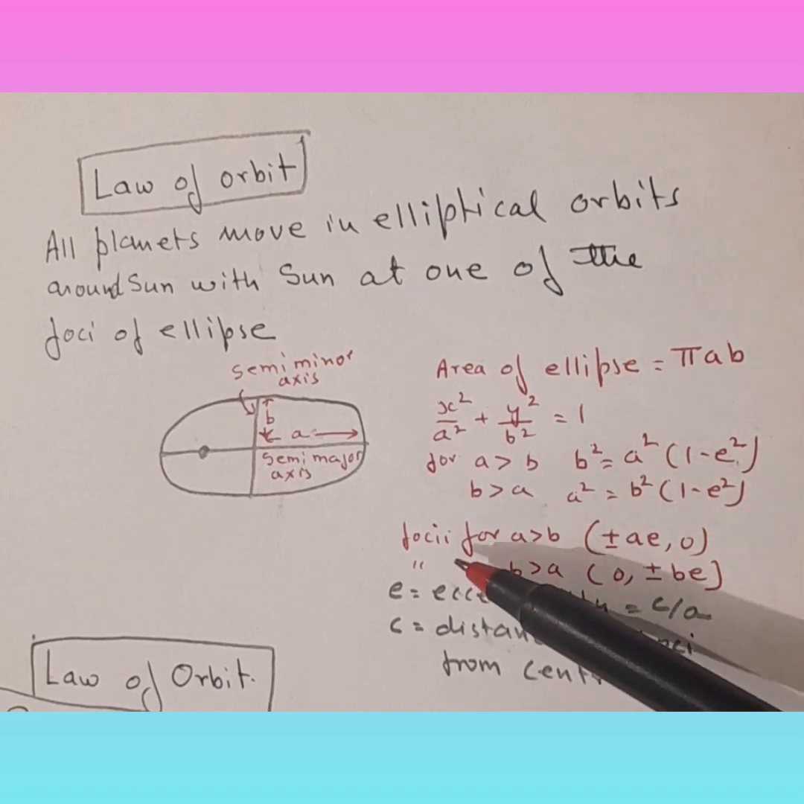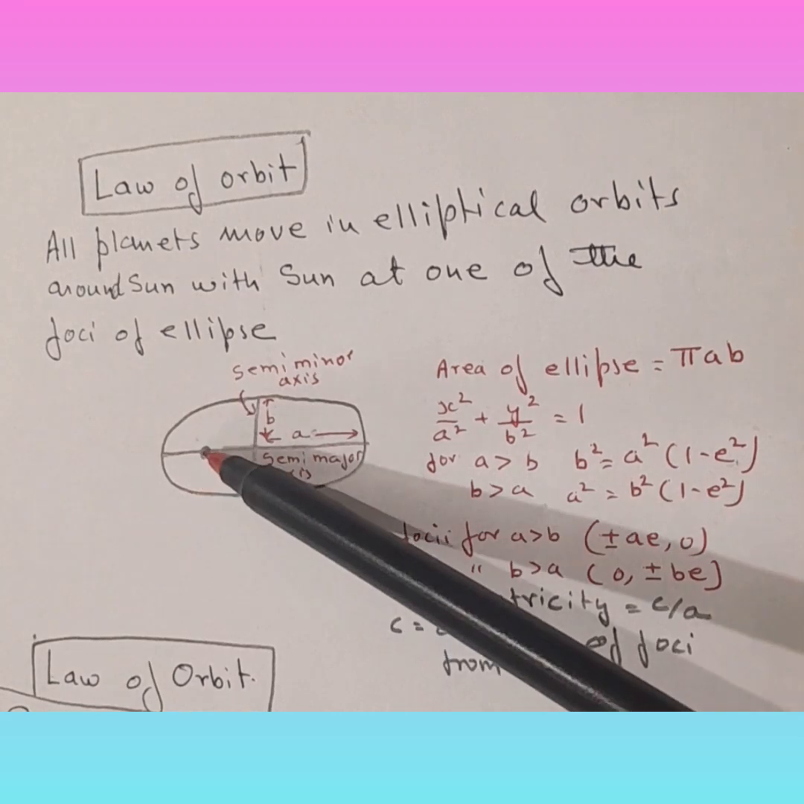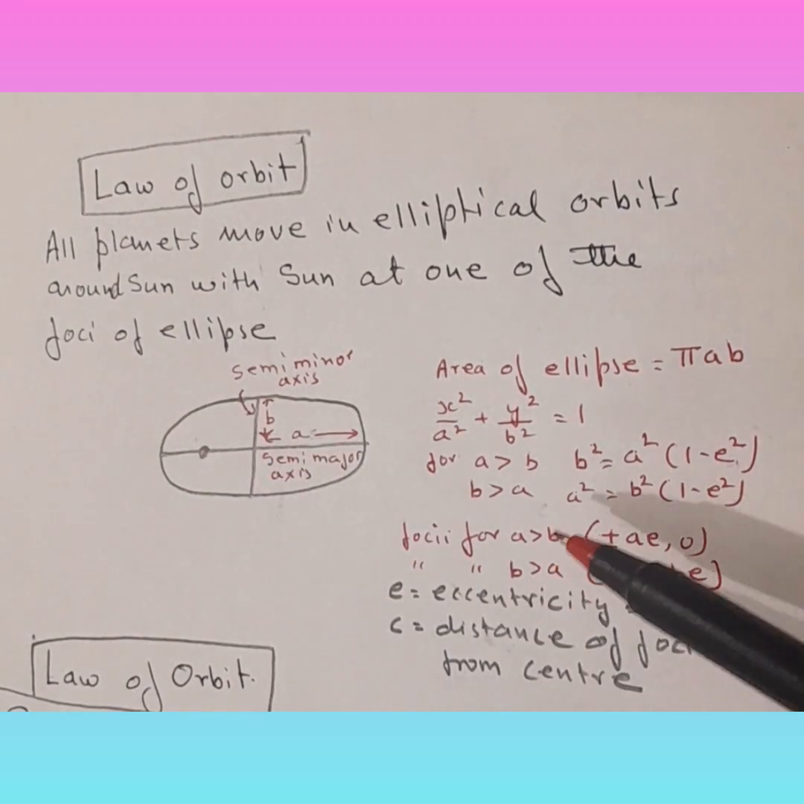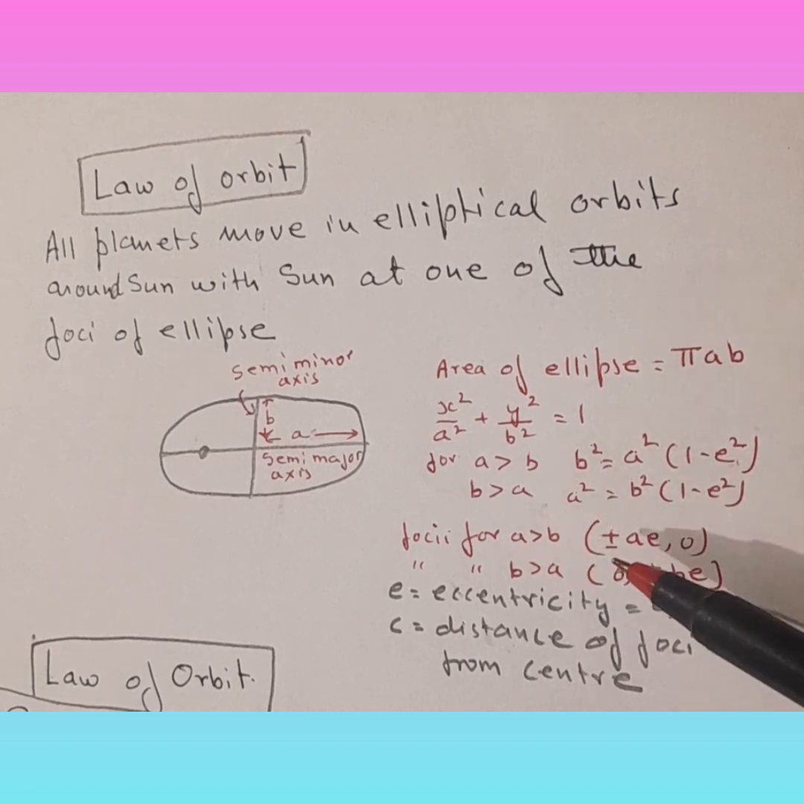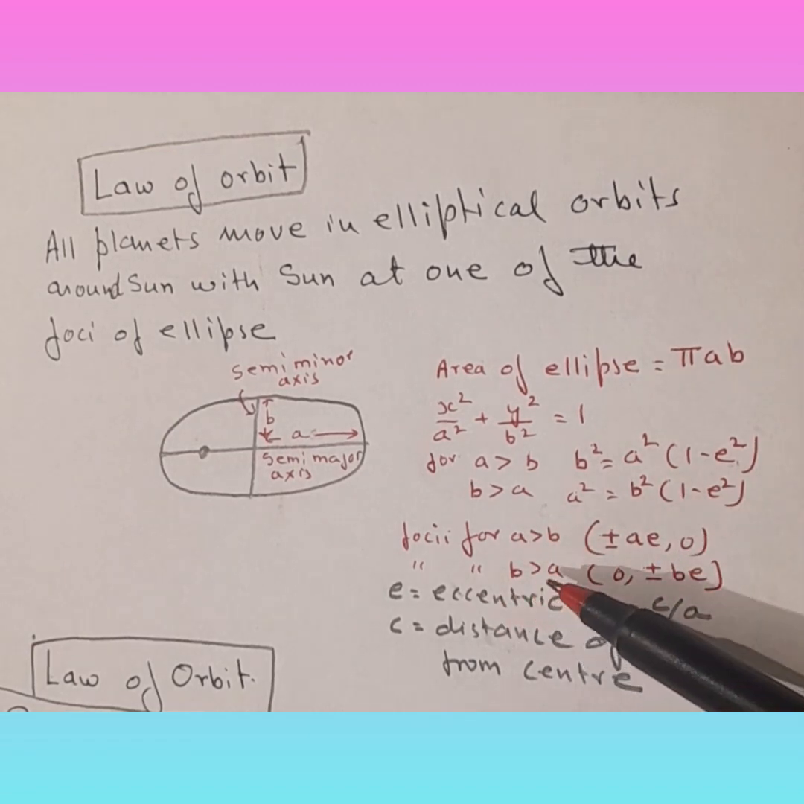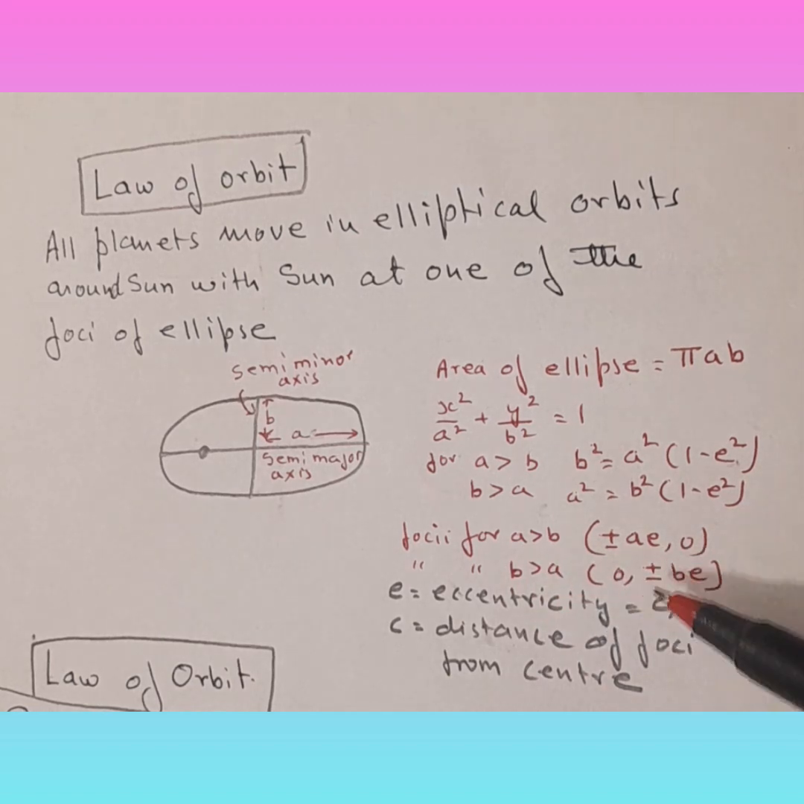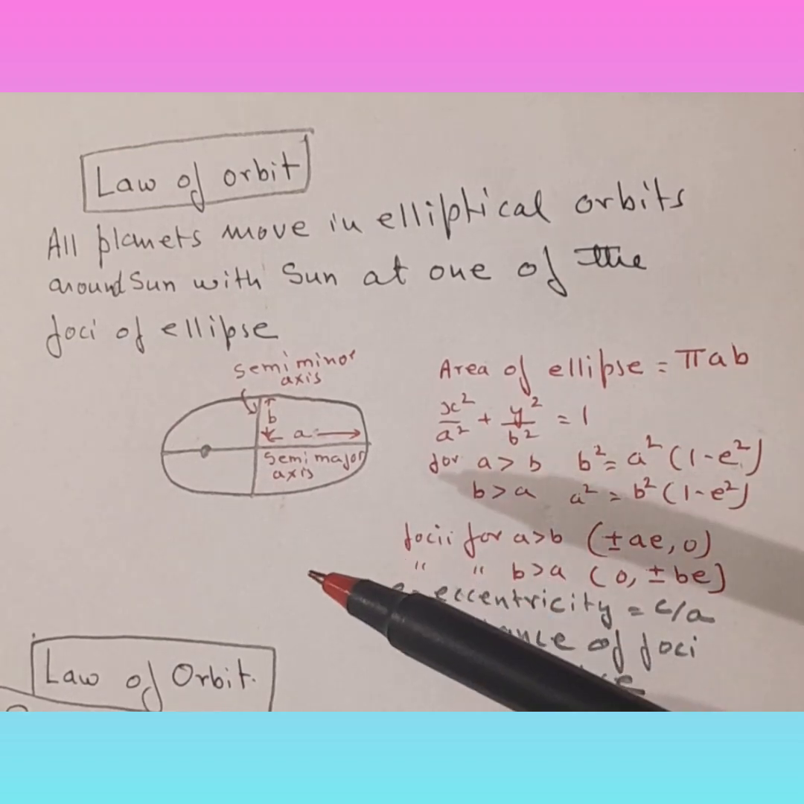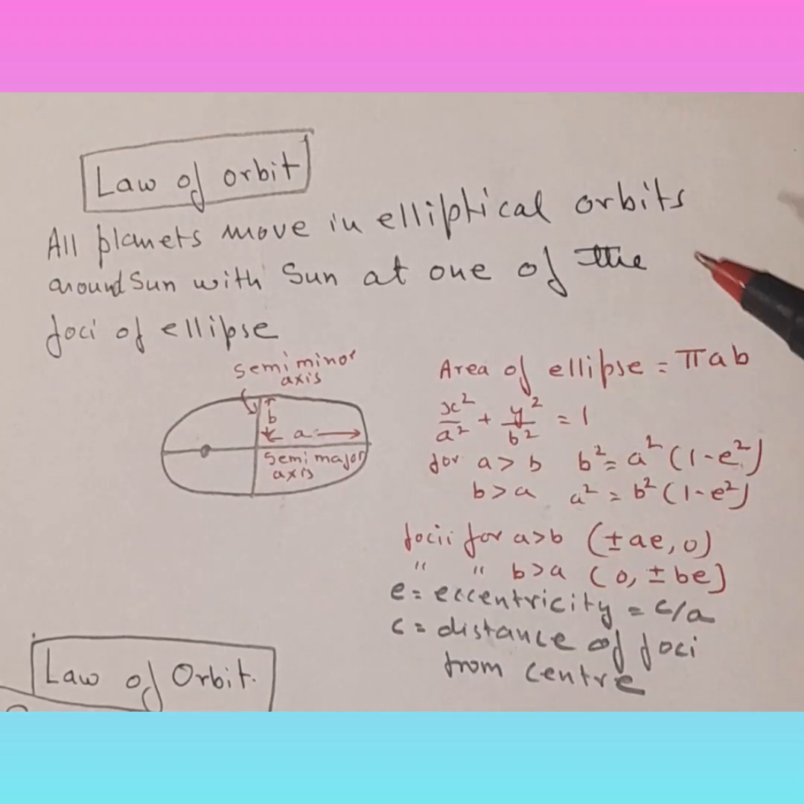Then again, the equation for foci. Suppose you have two foci, the foci for A greater than B are plus minus AE comma 0, and if B greater than A, it is 0 comma plus minus BE. Alright, so just a rough idea about ellipse. Be prepared for any numericals.